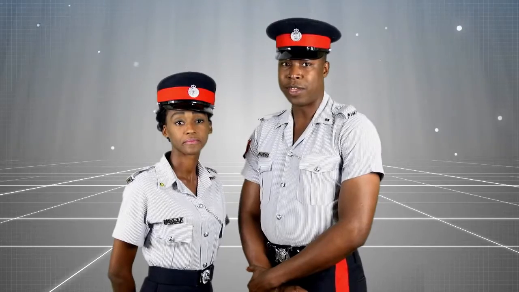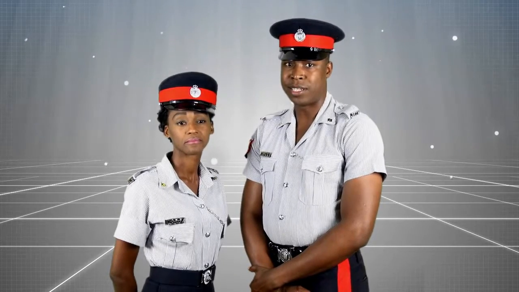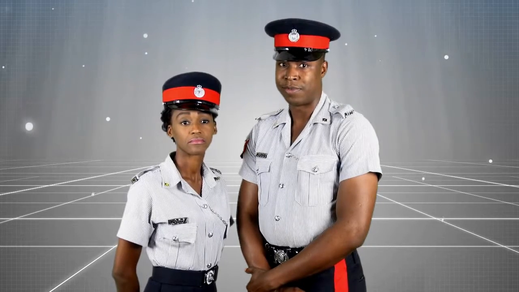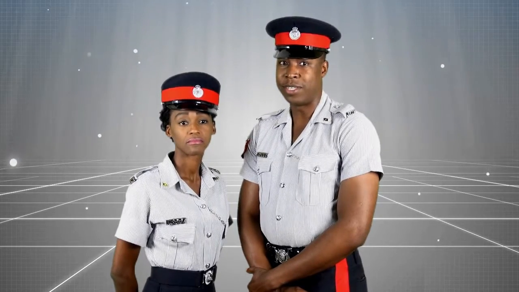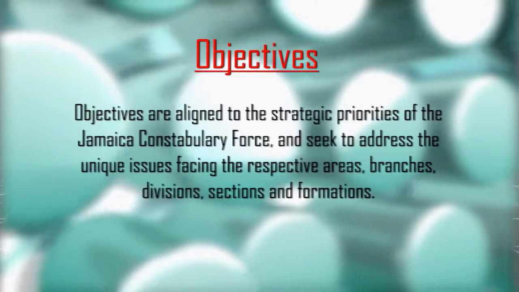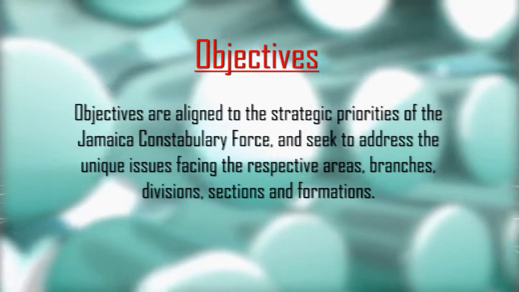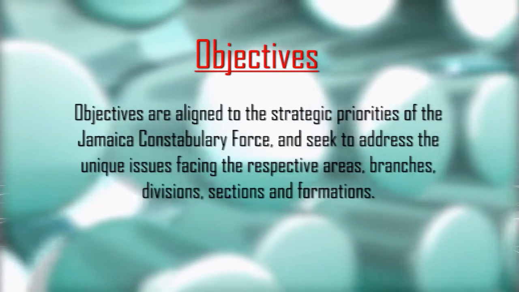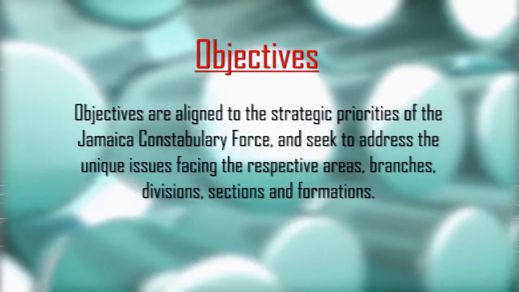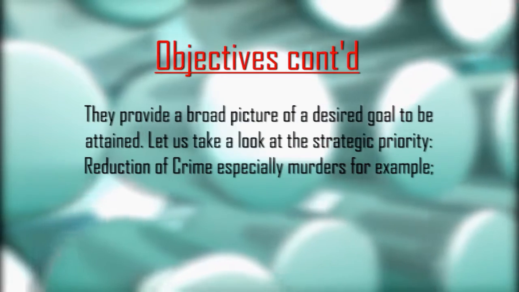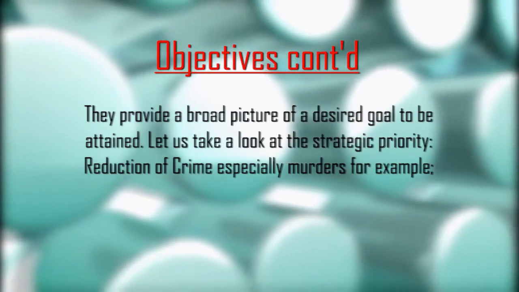There will be a number of issues to be addressed that may be considered unique to an area, branch, division, or station. To address these issues, you will need to draft what are called objectives. Objectives are aligned to the strategic priorities of the Jamaica Constabulary Force and seek to address the unique issues facing the respective areas, branches, divisions, sections, and formations. They provide a broad picture of a desired goal to be attained.